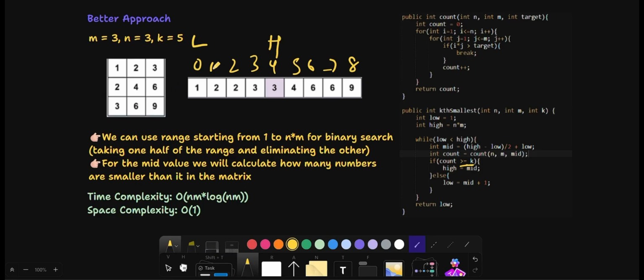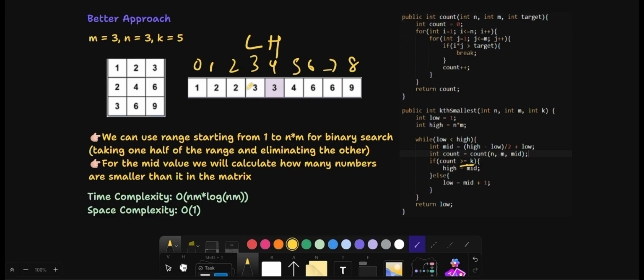So let's see what will happen now. 4 plus 0 by 2, mid will come at 2. So this is the third smallest element: 1, 2, 3. We don't want third, we want the fifth. So we'll increase low and make it mid plus 1. Low will come to mid plus 1.